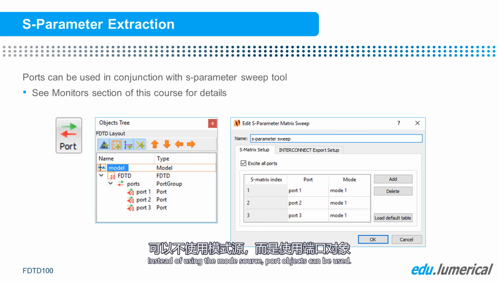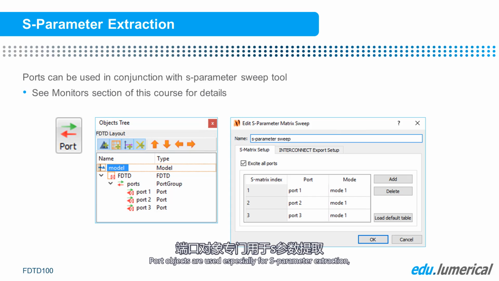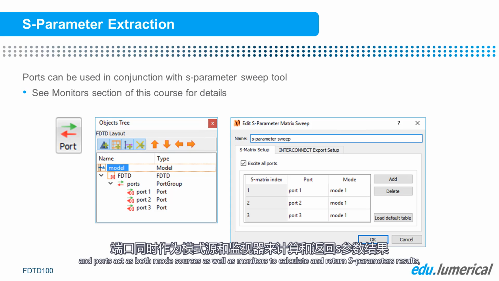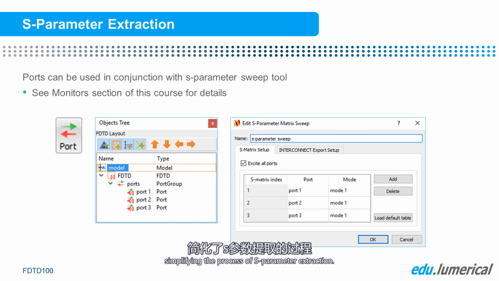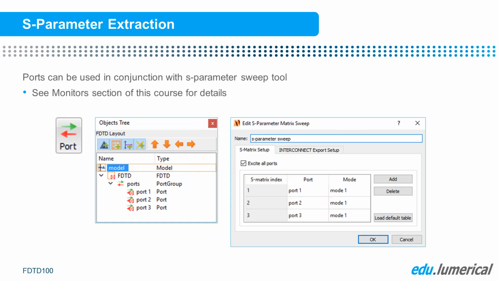Instead of using the mode source, ports can be used. Port objects are used especially for S-parameter extraction, and ports act as both mode sources as well as monitors to calculate and return S-parameter results, simplifying the process of S-parameter extraction. Port objects will also be introduced in more detail in the monitors section of this course.